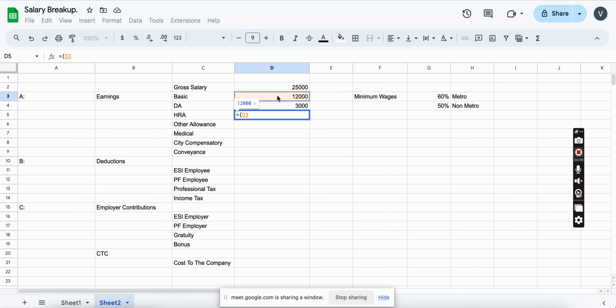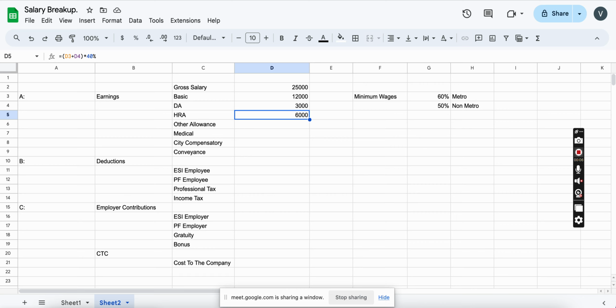So 12,000 plus 3,000 into 40%. This is how you get the HRA. Now again, in case of HRA, I will explain you. HRA is not always 40%. Sometimes, state-wise, if the law is there, or the company may decide that instead of 40% I will give 50%, or instead of 40% I will give 20%. This is what they can decide.